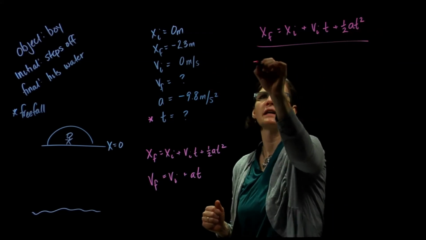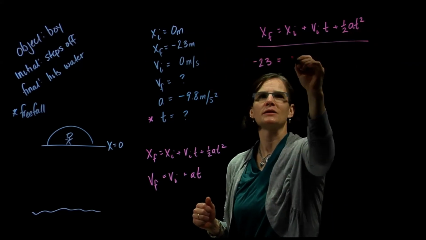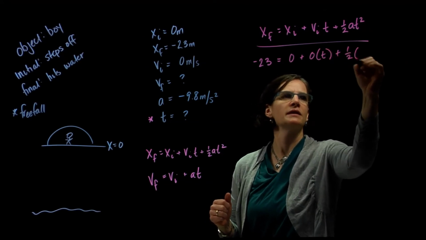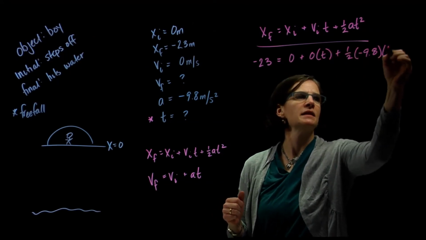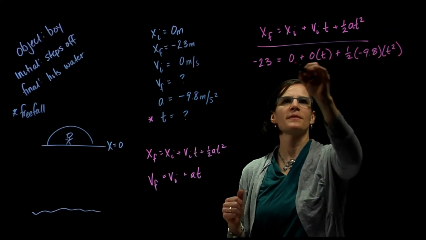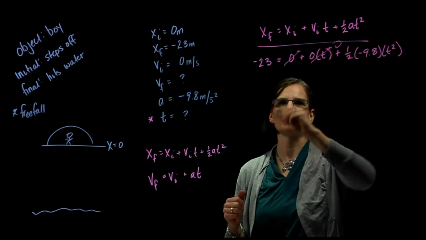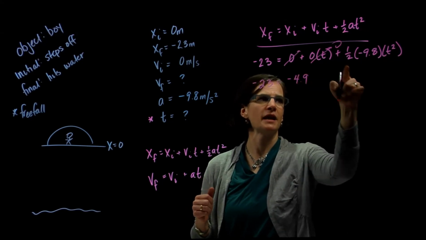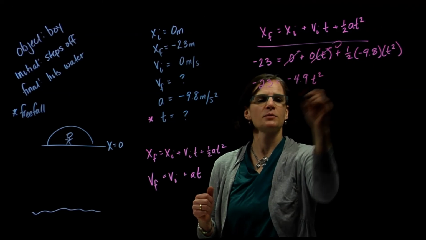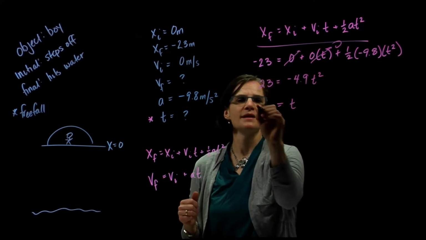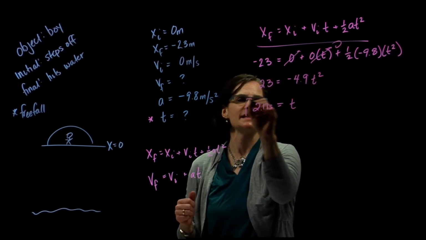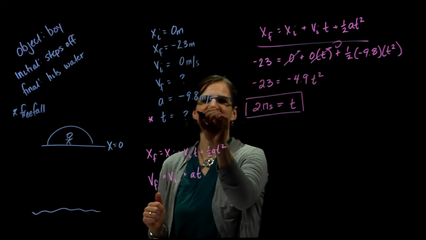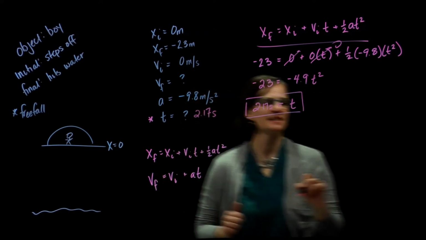So our x final is negative 23, x initial is 0, plus 0 times our time plus 1/2 negative 9.8 times our time squared. Both those go away. 0 times anything is 0. We have negative 23 equals minus 4.9, 1/2 of 9.8, times time squared, and we find that our time is equal to 2.17 seconds. So it takes 2 seconds to fall off that bridge. All right, so that can now go in our list and is part A.